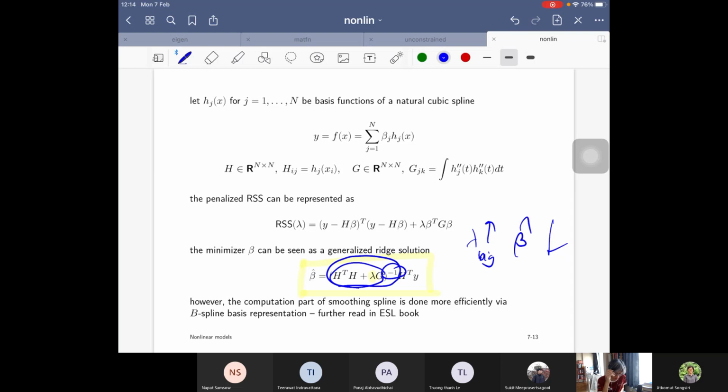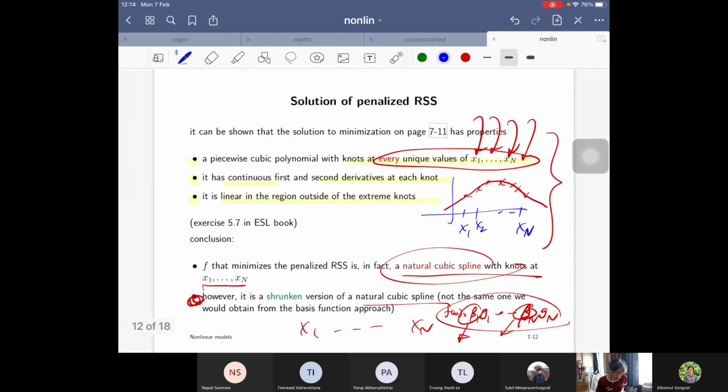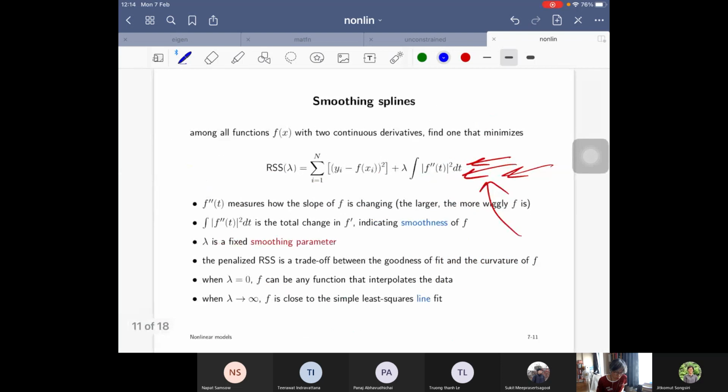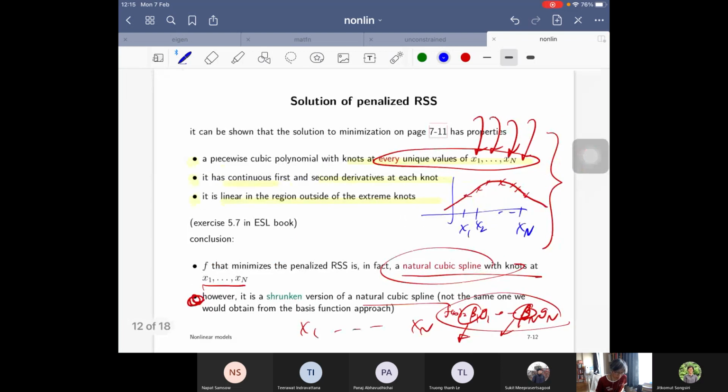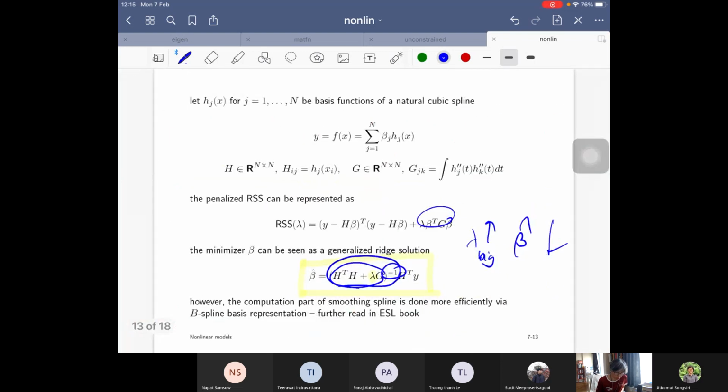Now, initially we see the role of lambda here: if you penalize with a larger lambda, your solution, your function f, should be smoother. We will see how to support that as well at the end.